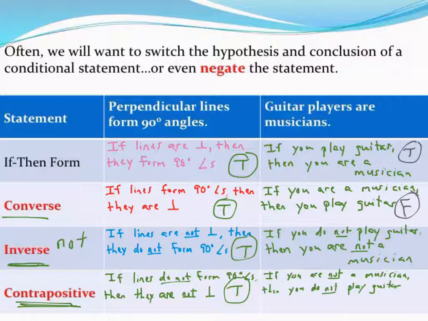The inverse then was, if you do not play guitar, then you are not a musician. Again, that's false. Maybe I play a different instrument. I could still be a musician just because I don't play guitar. Does it mean I'm not a musician? And then finally, the contrapositive: if you are not a musician, then you do not play the guitar. That's true. If I'm not good at music, then I can't play anything. So that's a true statement.